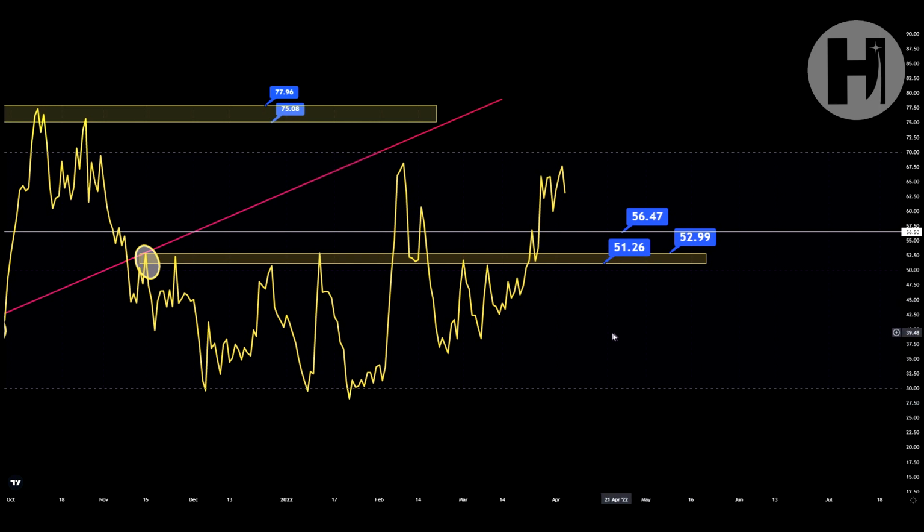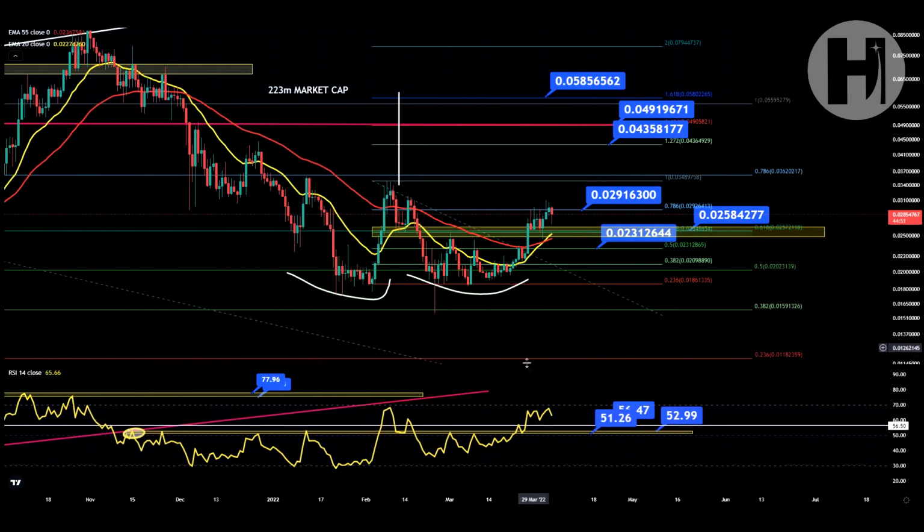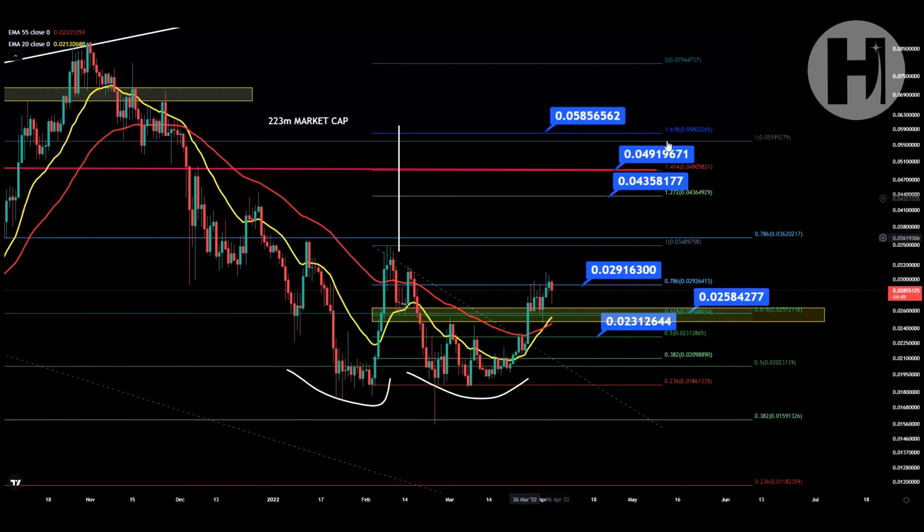Okay, so that's regarding the daily chart on VRA. Let's jump into KuCoin for some oscillators.